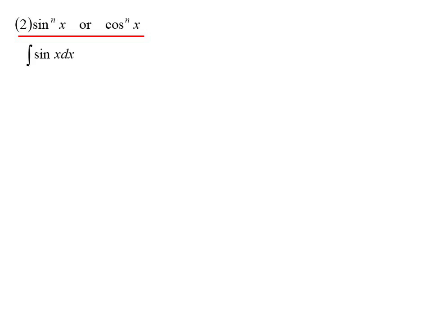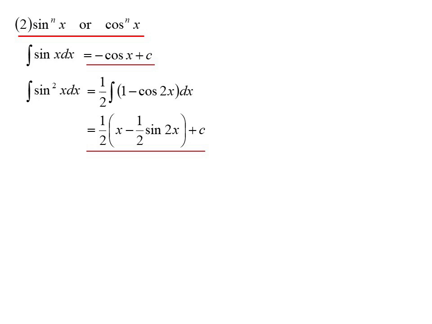Well, sine to the power of 1 is our standard integral, so it's minus cos. Make the power 2. Sine squared, we know now we use our double angle result, change it to a half of 1 minus cos 2x, and we can integrate that. Okay, let's raise the power.